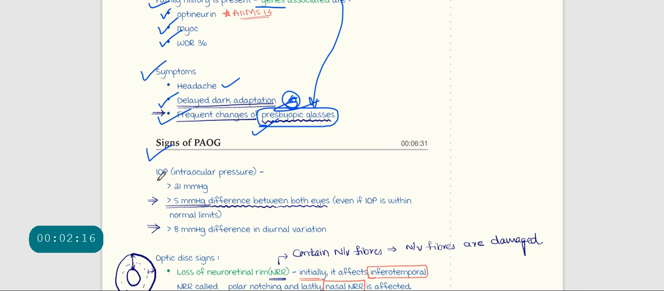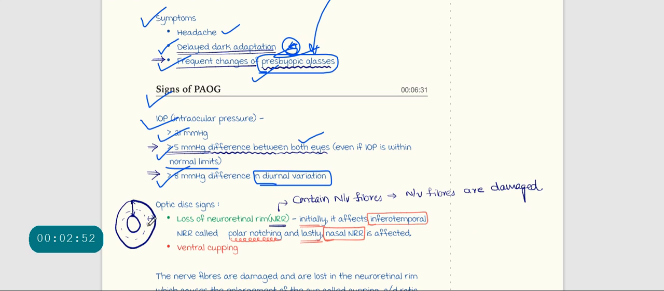The signs are intraocular pressure, that is more than 21 mmHg. Okay, and more than 5 mmHg differs between both the eyes. Okay, so the intraocular pressure would be more in one eye than the other eye. Okay, so even if the intraocular pressure is within the normal limit, it is differing between both the eyes. Okay, now it could be more than 8 mmHg differing in diurnal variation. Okay, so this is in diurnal variation.